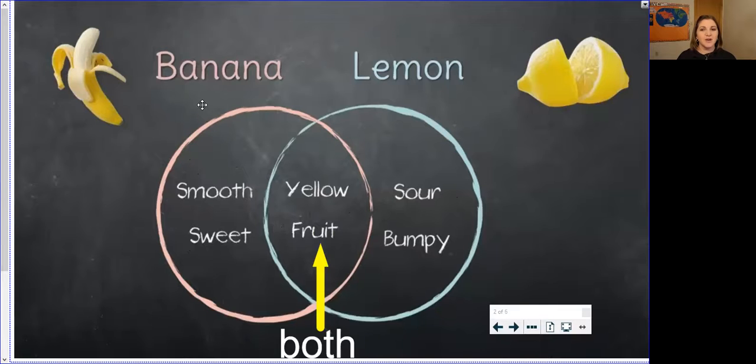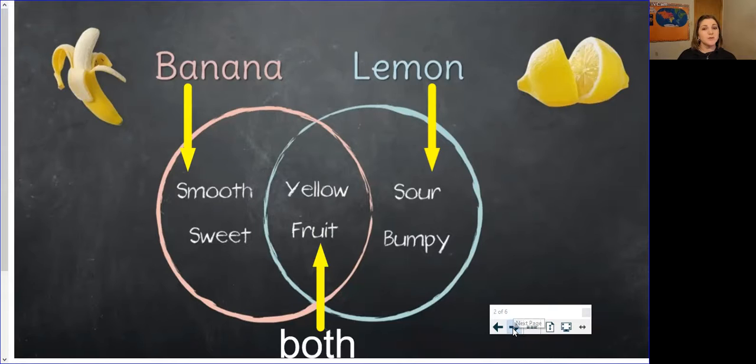So here we have everything about the banana. It's smooth and it's sweet. Over here we have things about the lemon. It's sour and bumpy, but they both are similar in that they are yellow and they are considered fruit.